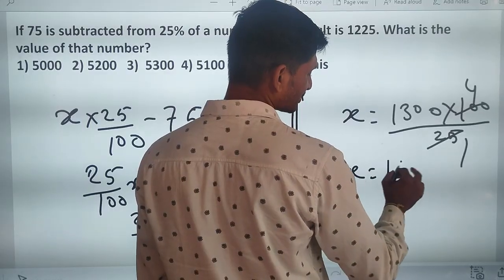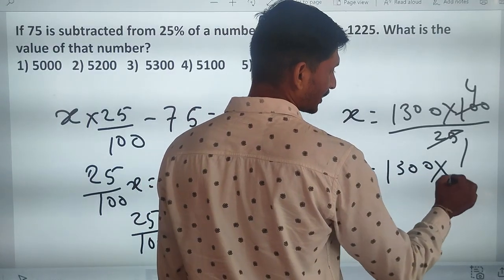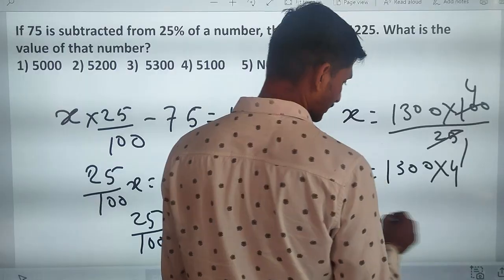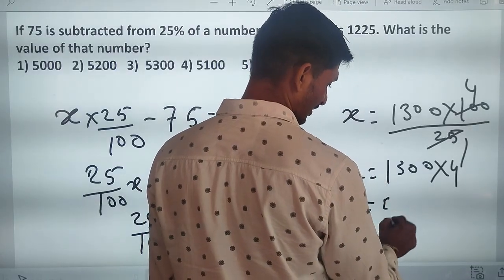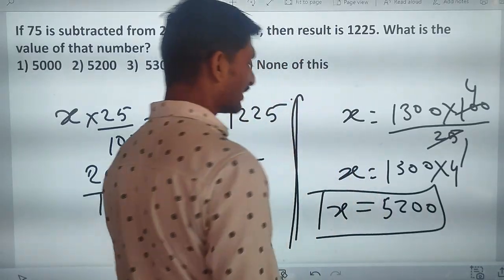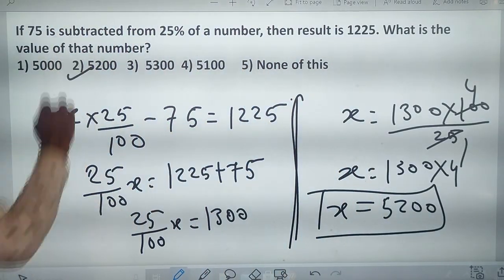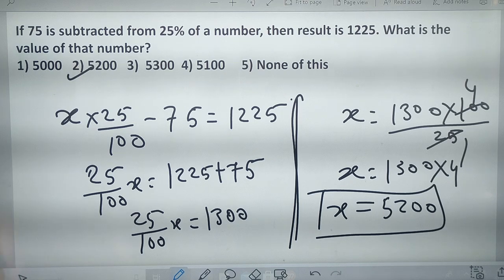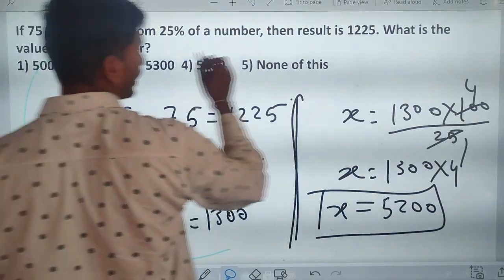Here x is equal to 1300 into 4, that is 5200. Now x is equal to 5200. Your answer is 5200.